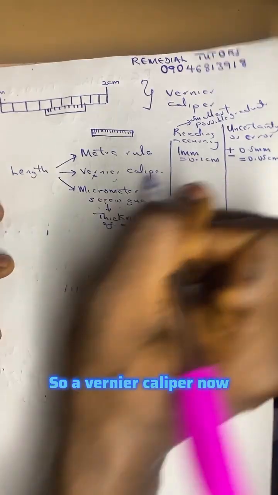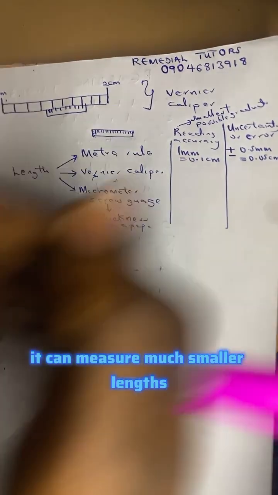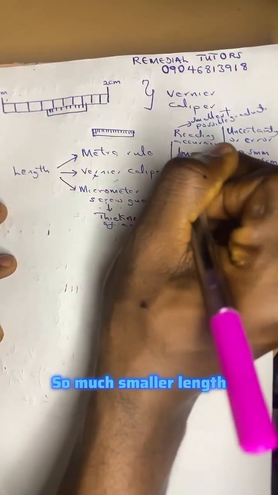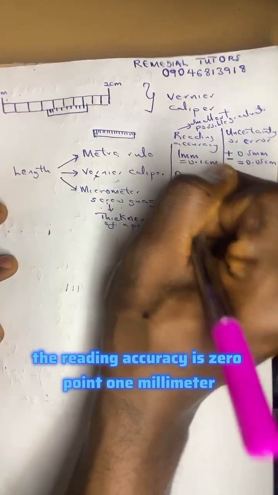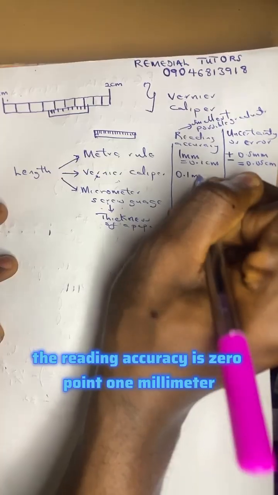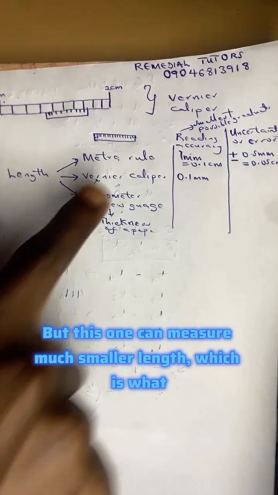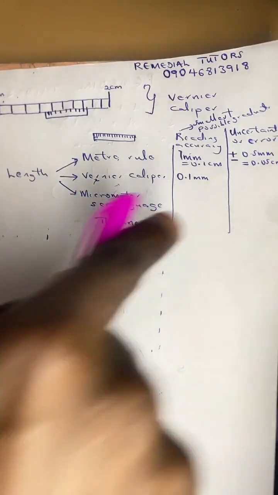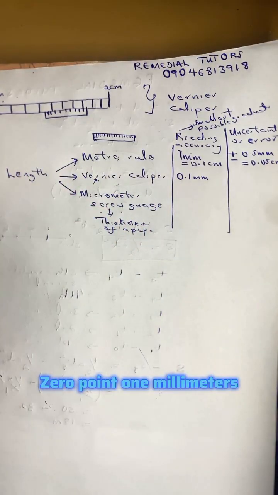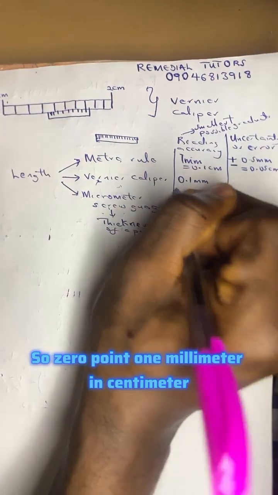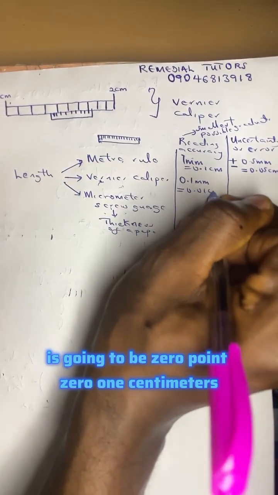So a vernier caliper, which is more accurate than this, can measure much smaller lengths. The reading accuracy is 0.1 millimeter. This one is 1 millimeter, it can only measure 1 millimeter. But this one can measure much smaller length, which is 0.1 millimeters. So 0.1 millimeter in centimeter is going to be 0.01 centimeters.